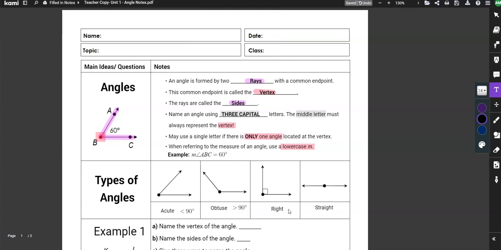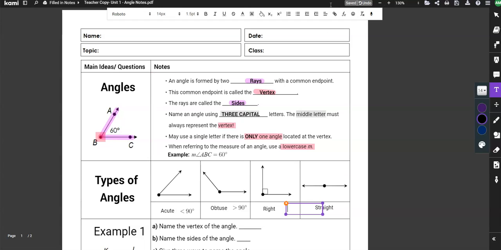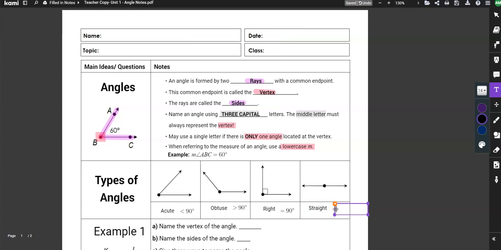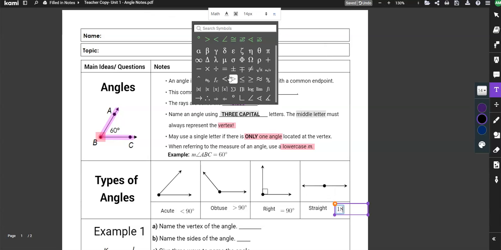And then finally we have our right angle, which is of course an angle that measures exactly 90 degrees. So I'm going to say that equals 90 degrees. And finally we have our straight angle, which forms a straight line, and this is going to measure 180 degrees every single time.